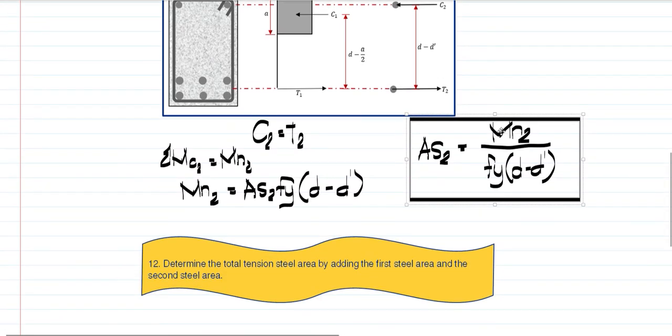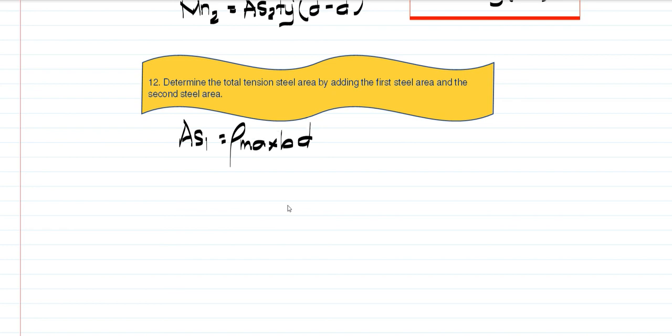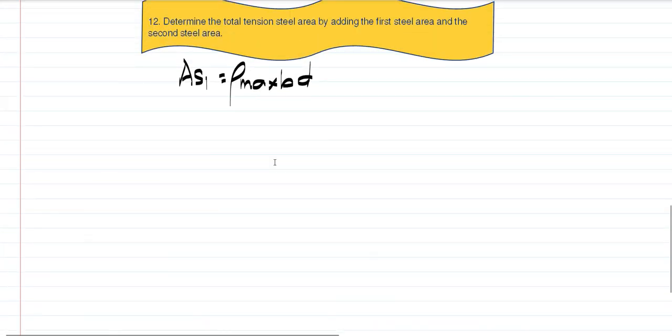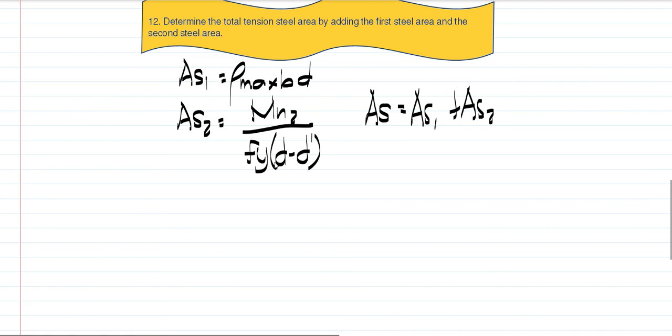After step number 11, we have to proceed to step number 12. Sabi dito on the step number 12, determine the total tension area by adding the first steel area and the second steel area. Alam natin na yung As1 natin nakuha natin by getting it through rho max bd. And yung As2 natin nanggaling dun sa previous step natin, which is ito. So that is As2 is equal to Mn2 over Fy times d minus d prime. Adding these two values, so As is equal to As1 plus As2. So we could produce yung total tension steel area, which is yung kailangan natin para ma-design yung reinforcement nung given natin na beam.